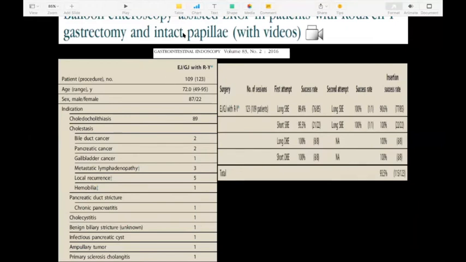the intact papilla. They showed that the success rate was very high, from 89 to 100%, and depends upon the type of single balloon. The second attempt was similar, and the total success rate was high. But mind you, these are referral centers. They do at least 10 to 20 procedures per month, not like us, who do only 1 to 2 cases, or even less per month.